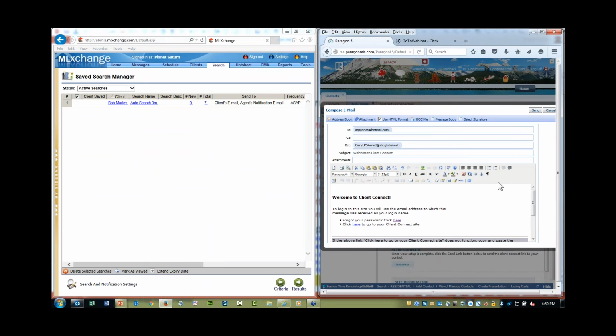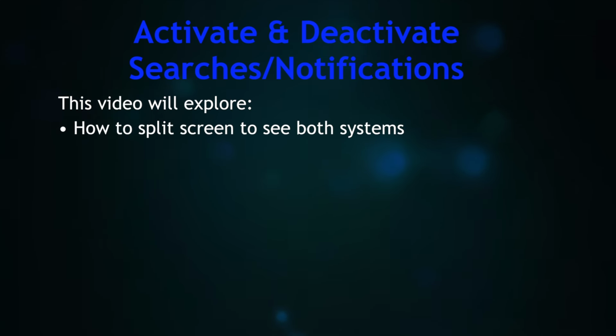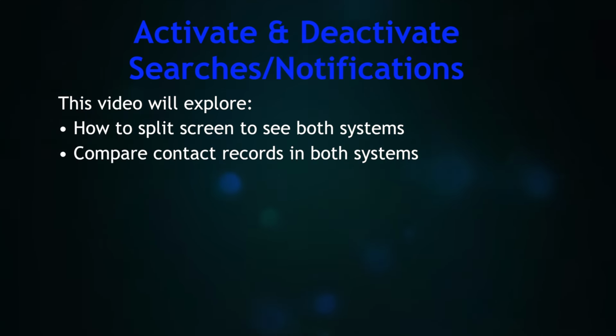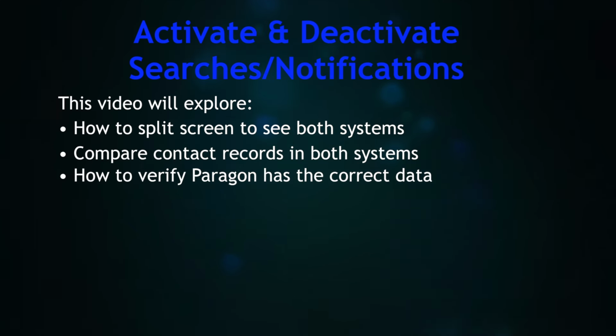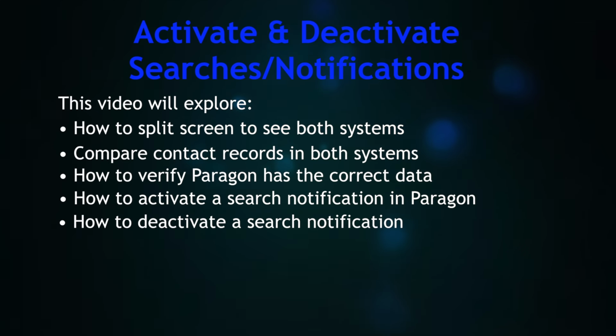So again, that's the way you would do it. And here's what we've covered so far. We've talked about doing the split screen. We've also talked about comparing the contact record information in both systems. We've then shown how to verify the correct criteria inside Paragon, and if it happens to be wrong, just go ahead and add the missing information. We then activated the search notification. I used Client Connect inside Paragon, and once Paragon was taking over the duty of notifying Aspie about the different properties that match his criteria, I then went back into ML Exchange and turned off his email notification.